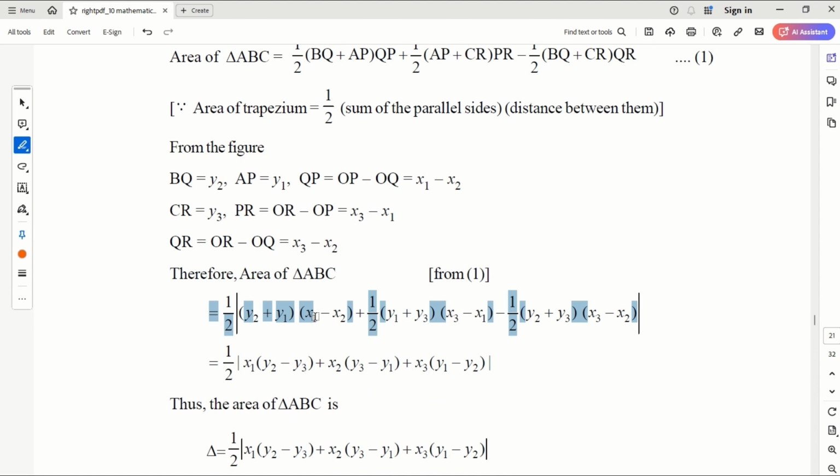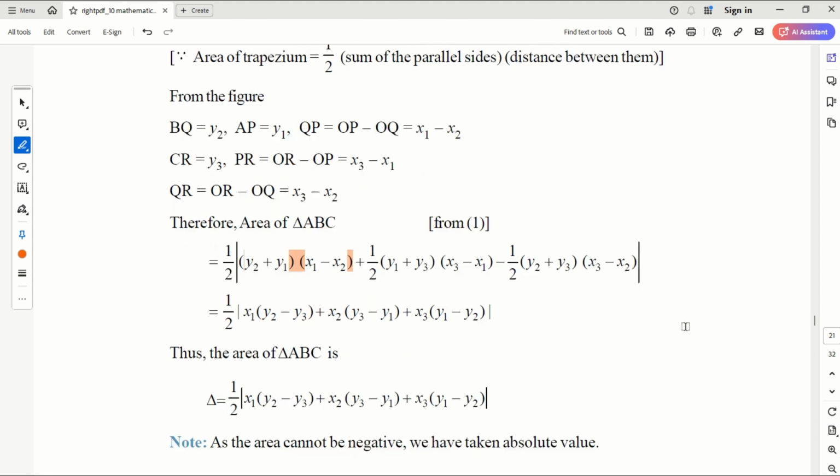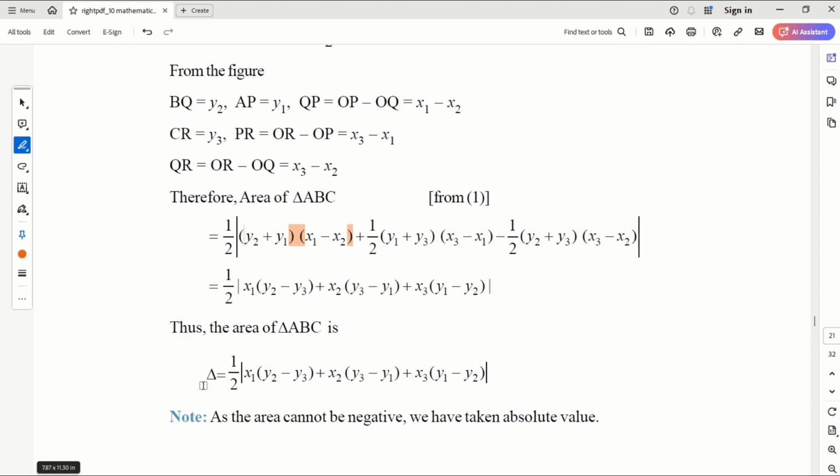This is the first one which we calculated: half into y2 plus y1 times x1 minus x2. And so on for the three trapeziums. The third one is negative, basically minus, right? You are subtracting. If you simplify it, you will get the area of triangle ABC equal to half into the absolute value of, because the area cannot be negative, that's why we take the absolute value, half into x1 into y2 minus y3 plus x2 into y3 minus y1 plus x3 into y1 minus y2. So this is the area of the triangle in the general form.